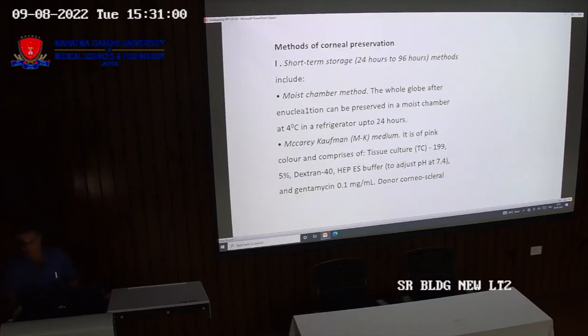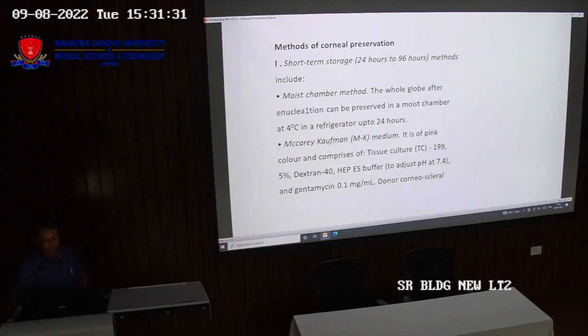Okay. So we have to preserve this cornea if the host is not ready, or if you do not have patients immediately to transplant, then we have to preserve this donor cornea. Different media are available. Short-term storage is 24 hours to 96 hours. In the moist chamber method, the whole globe after enucleation can be preserved in a moist chamber at 4 degrees centigrade in a refrigerator up to 24 hours.